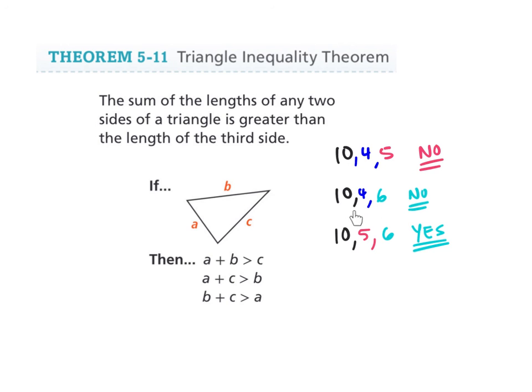4 and 6 didn't work because it equals 10. 4 and 5 didn't work because it's smaller than 10. But 5 and 6 added together makes 11, which is bigger than 10, which is why this combination of side lengths worked for a triangle.